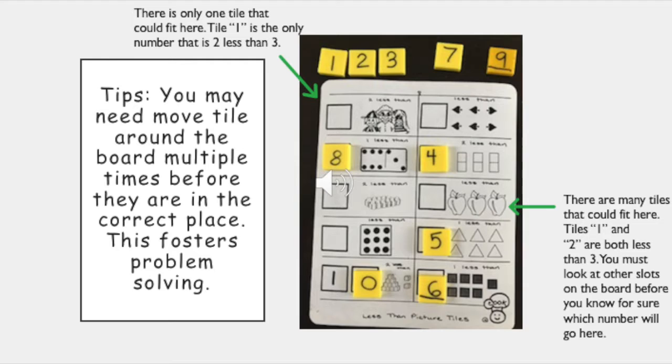However, some may have multiple answers, and you need to use the process of elimination to figure out the tile that is left over that can go in that spot. So for example, the arrow in the middle on the right says less than 3 apples. Well, there's a couple of answers that could go there. 1 is less than 3, 0 is less than 3, 2 is less than 3. So the child will have to use the process of elimination and look at the other slots on the board before they know for sure which number can go in that slot.